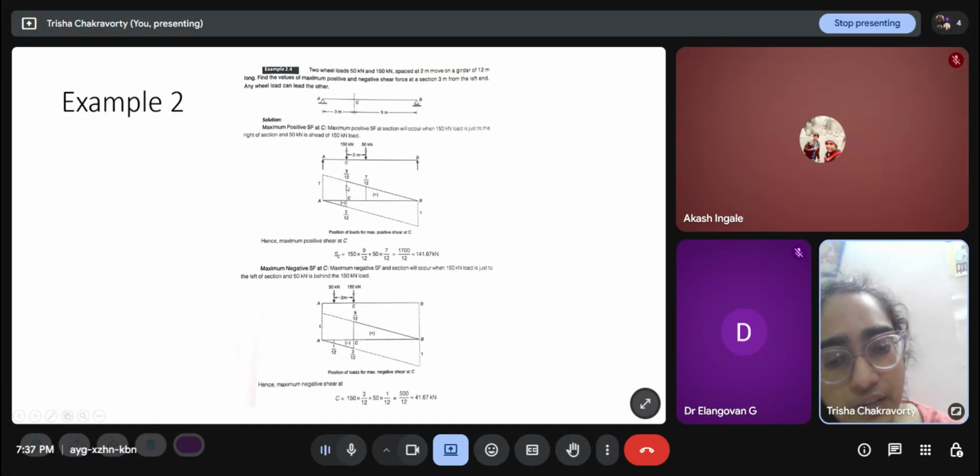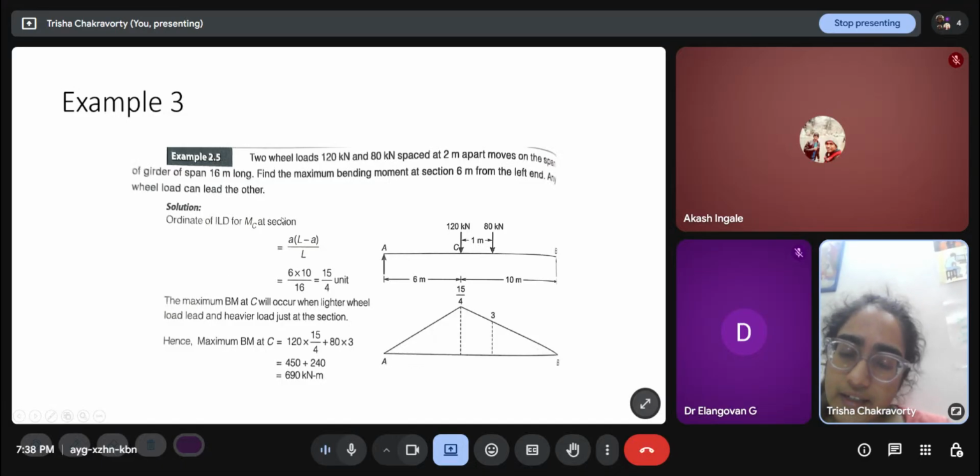And for the worst negative shear force, I will place the 150 just to the left of C, so that I get 3 by 12, which is the worst negative magnitude we have. And the 50 I will place on this side now, so that the negative shear force here gets added up. So 150 into 3 by 12 plus 50 into 1 by 12, and this is a negative value. So this is the maximum negative shear force.